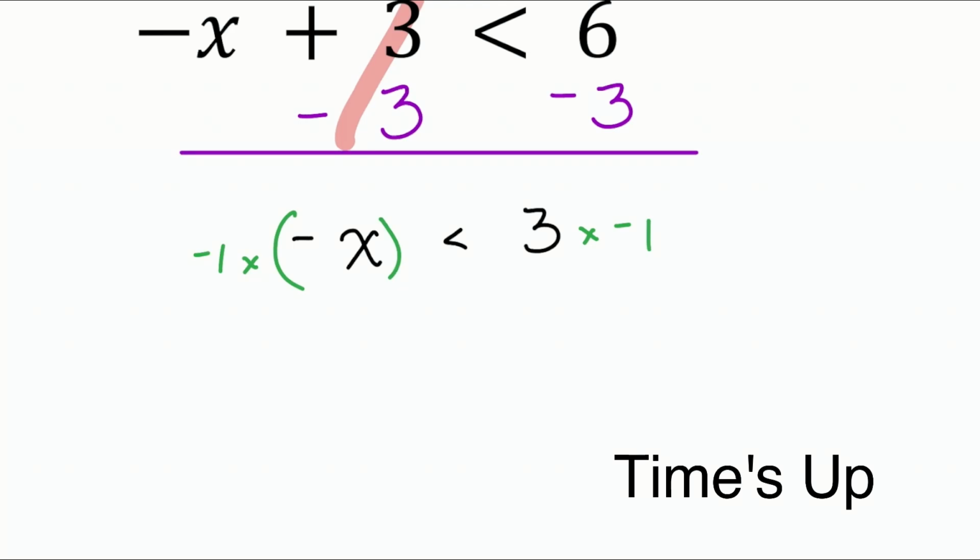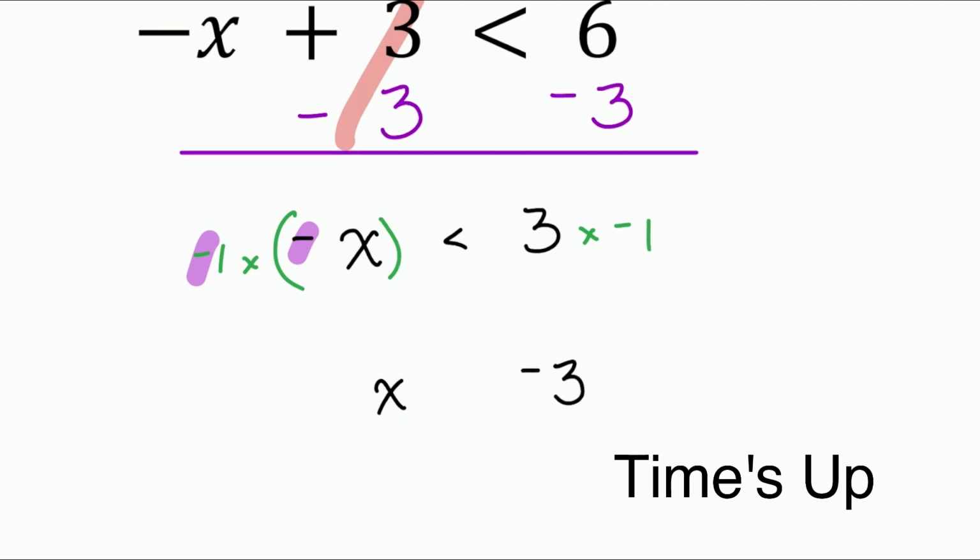Because if I multiply both sides by negative 1, everybody, a negative times a negative, that's going to give me what? Yeah, that's going to give me positive. A negative times a negative, that's going to give me positive. So that's why that's good right there, because it's going to cancel that out. And then we're going to have 3 times negative 1 on the right side, giving me negative 3.